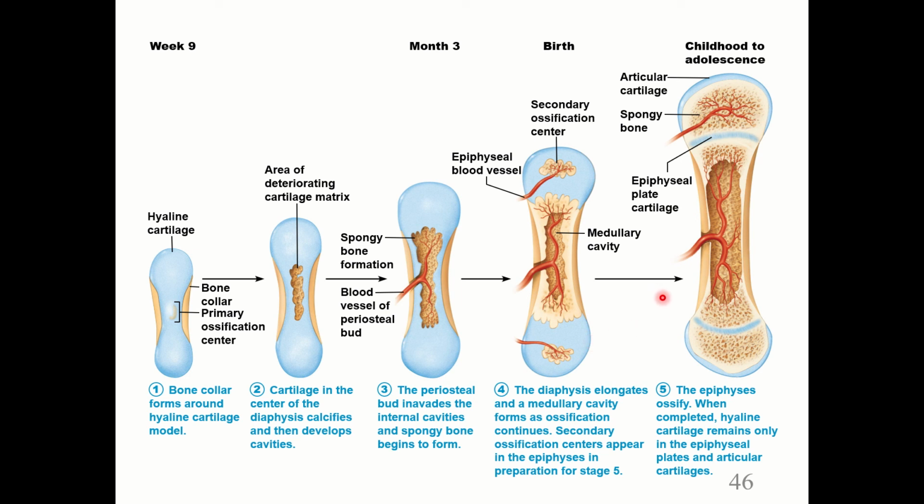Stage 5 occurs all the way from childhood through adolescence. So the epiphyses will ossify, but they will still have an articular cartilage surrounding the exterior, and they will have an epiphyseal growth plate on the interior where long bone growth will continue to occur. Once adulthood is reached, then the epiphyseal plate will ossify and just become a line of bony tissue, and long bone growth will no longer occur.